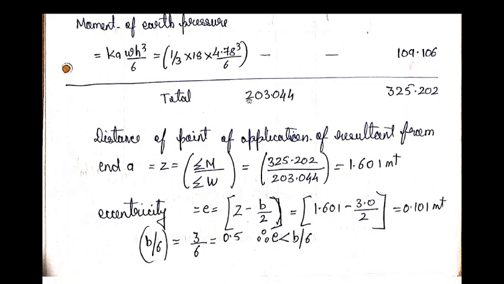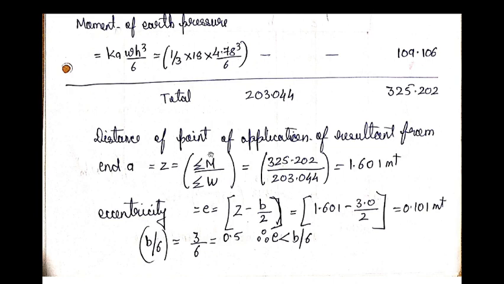Why we have computed this force and bending moment is because we need to calculate the eccentricity, whether an eccentric force is acting or whether the eccentric loading is done. So we have to check for the stability of the cantilever retaining wall. So the distance of point of application of resultant from the end A, this I will be showing in the next figure.